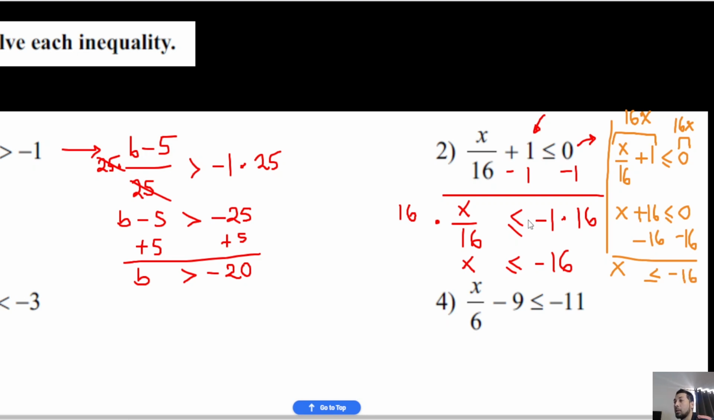We make sure that we multiply by the common denominator. In this case, 1 is a whole number, but this 1 can be written as 1 over 1. So even if we multiply by 16, we get 16 over 1, which is basically 16.